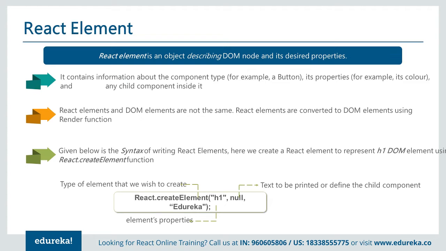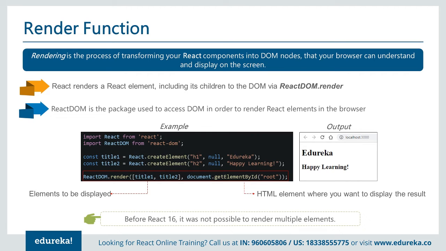Here we create the element to represent the h1 DOM element using React.createElement. That's a bit of an old syntax. I'll show you the new way of writing that. Now let's see how exactly this render function works for us. First of all, rendering is a process of transforming your React component into a DOM node that your browser can understand and display on the screen.